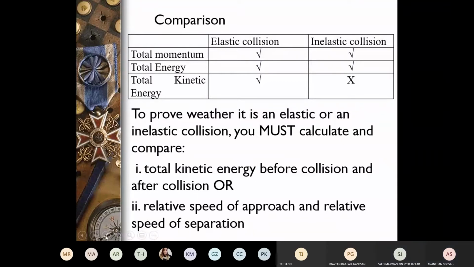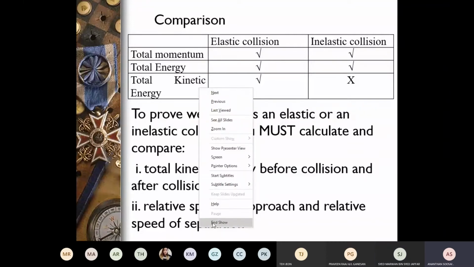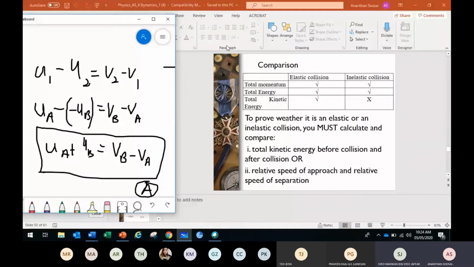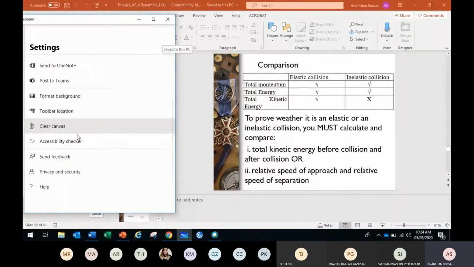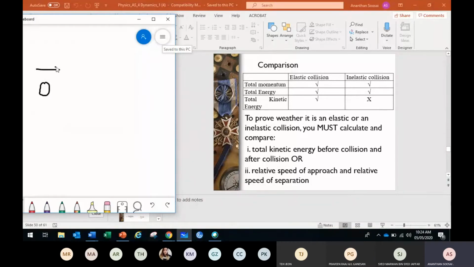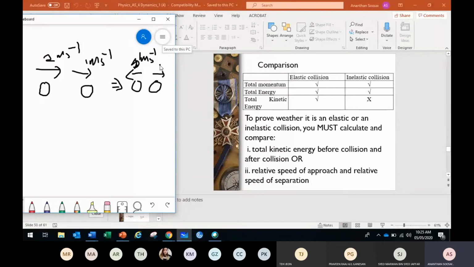So, for example, go back to the slide. How do we use the second method? Let's say you have one body moving to the right with 2 meters per second, and another body moving to the right with 1 meter per second. After collision, the first body is moving to the left, let's say 1 meter per second, and the other body is moving with velocity V, let's say 2 meters per second. Let's say all the velocities are given. Masses are given as 2 kg, 1 kg, 2 kg, 1 kg. They're asking, check: is it an elastic collision or not?